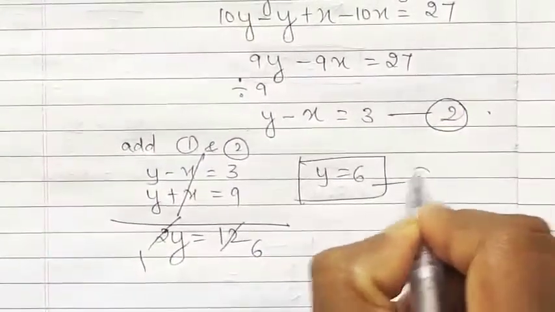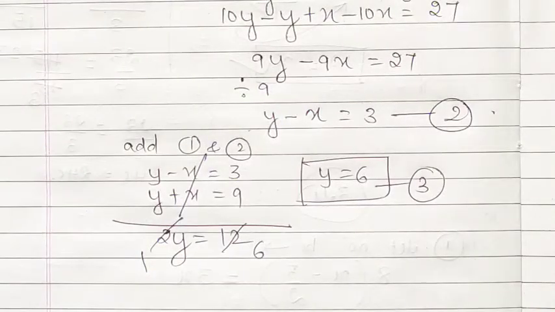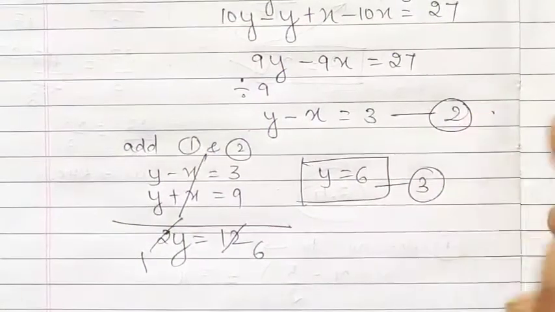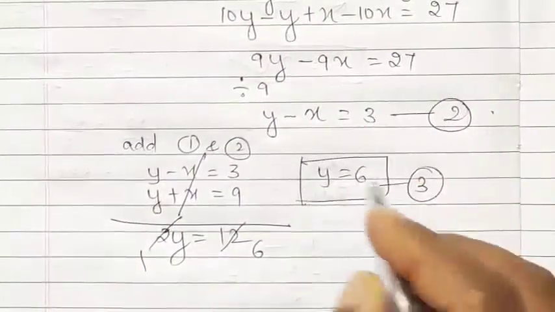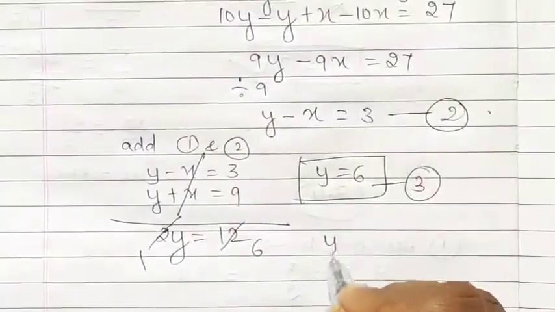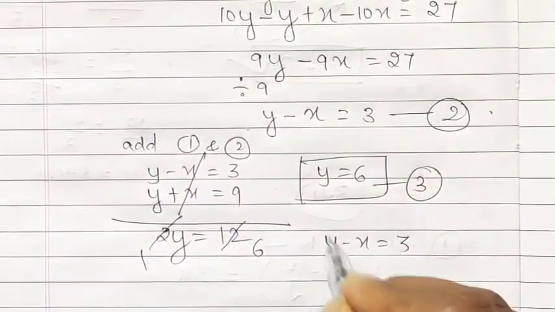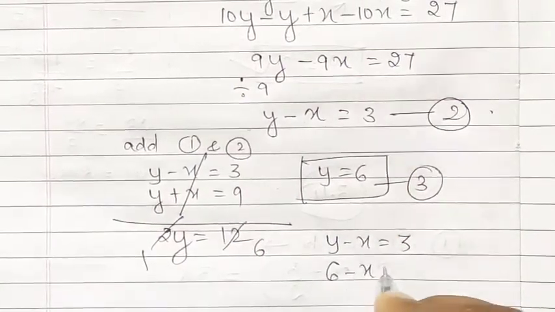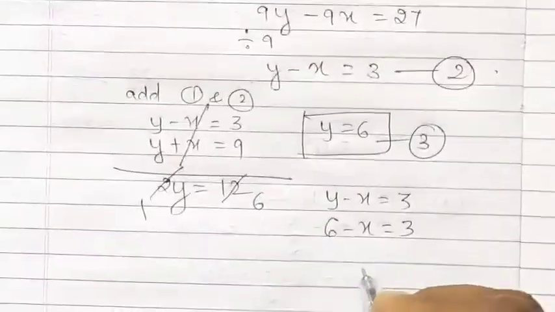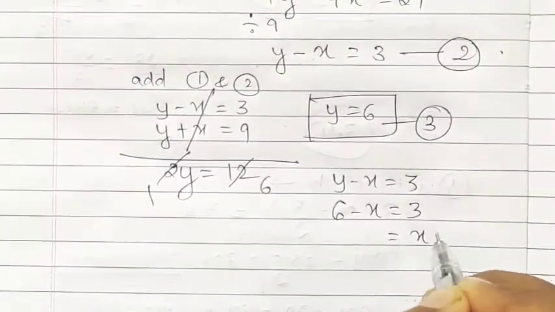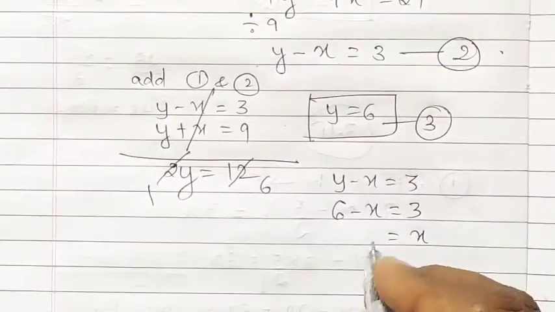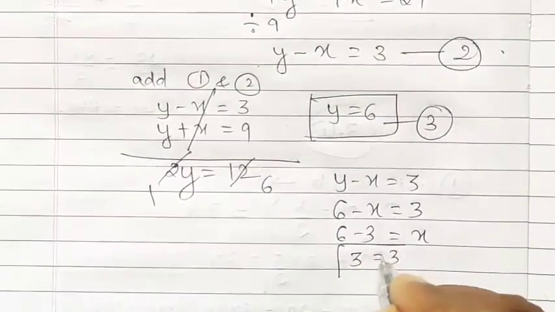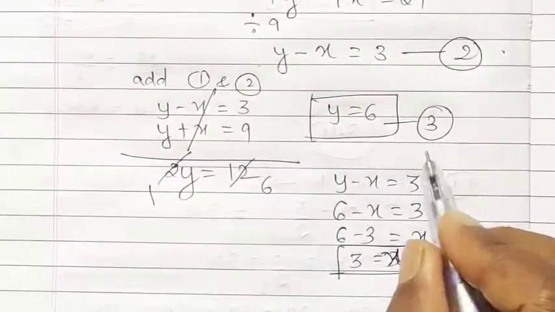This is the third equation. After getting the y value, since I want the x value also, I will substitute this third equation in the second equation. The second equation is y minus x is equal to 3. In the place of y, I will write 6, means 6 minus x is equal to 3. Since I want the x value, minus x I will shift to the right side, it will become plus x. Plus 3 I will shift to the left side, it will become minus 3. 6 minus 3, your answer is 3. I got x value is 3 and y value is 6.